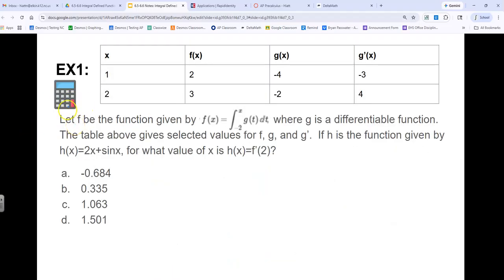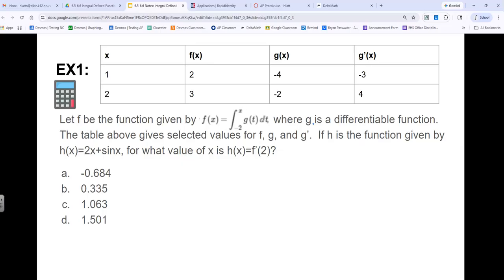So here's an example. Let lowercase f be the function given by f of x equals the integral from -2 to x of g of t dt, where g is a differentiable function. The table above gives selected values for f, g, and g prime. If h is the function given by h of x equals 2x plus sine x, for what value of x is h of x equal to f prime of 2?